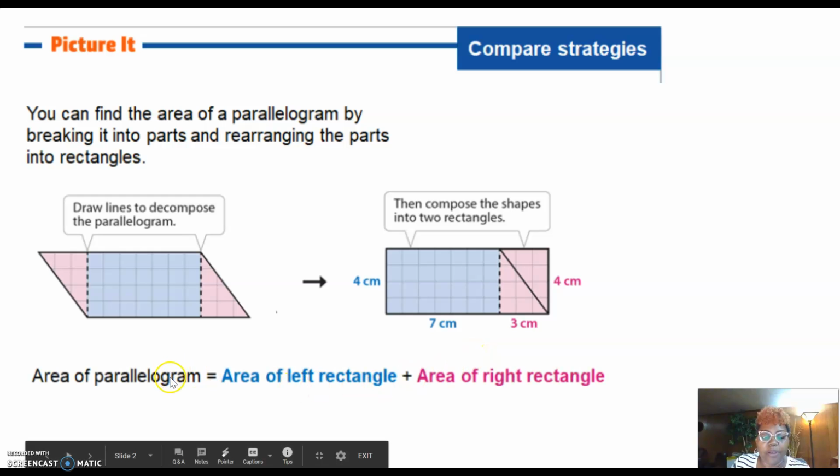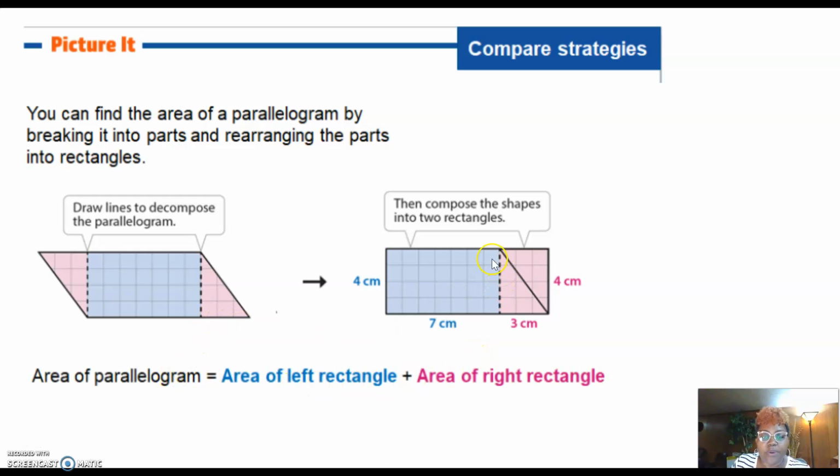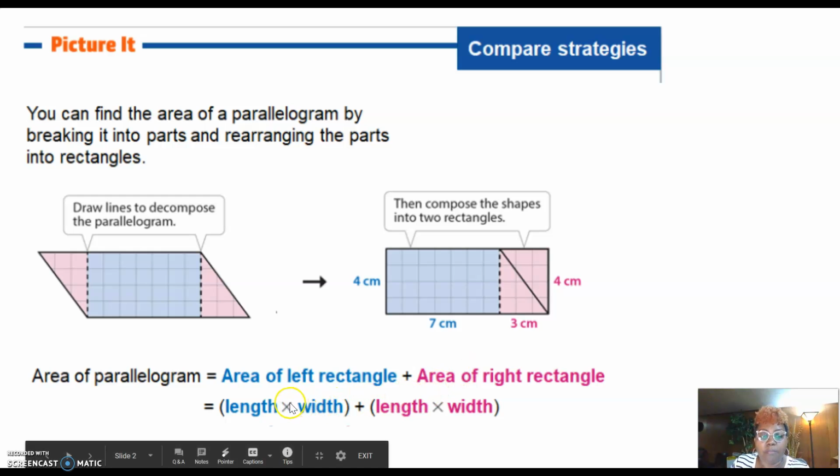So the area of a parallelogram in this example is going to be the area of the left rectangle plus the area of the right rectangle. So the area of the blue plus the area of the pink. So we know area is length times width when we're talking about rectangles. So we're going to multiply the length times the width of the blue rectangle and then add that to the length and the width of the pink rectangle.